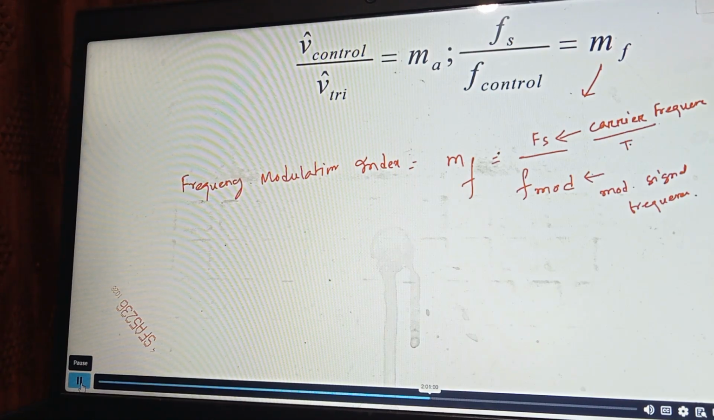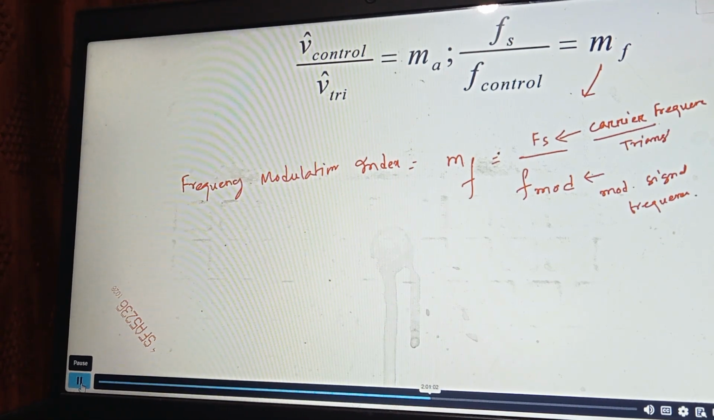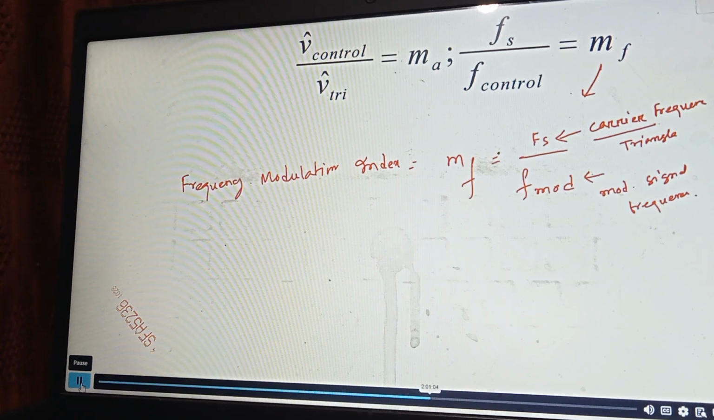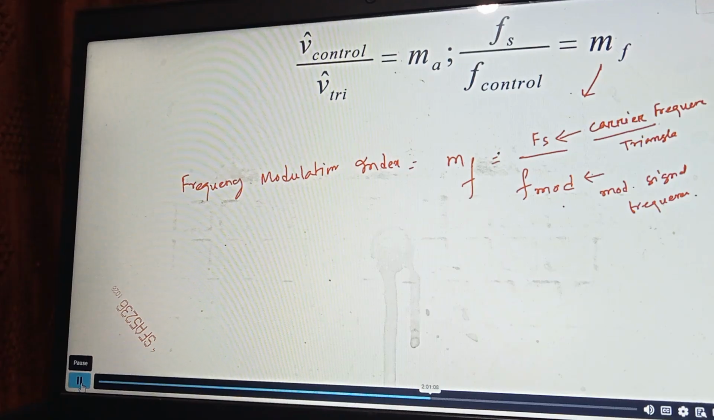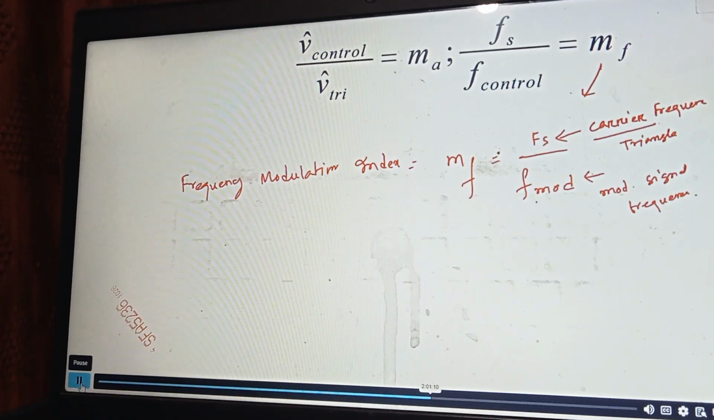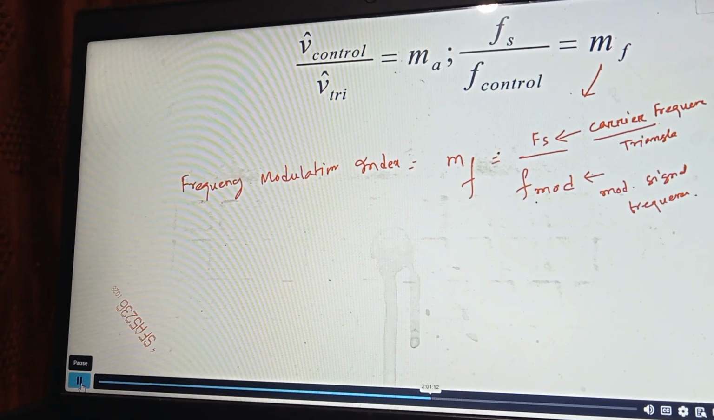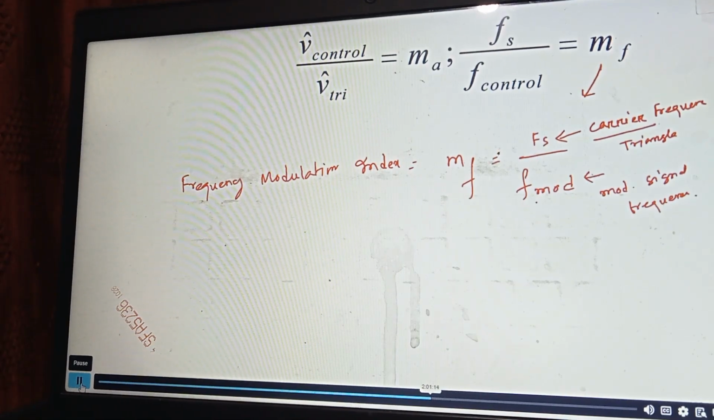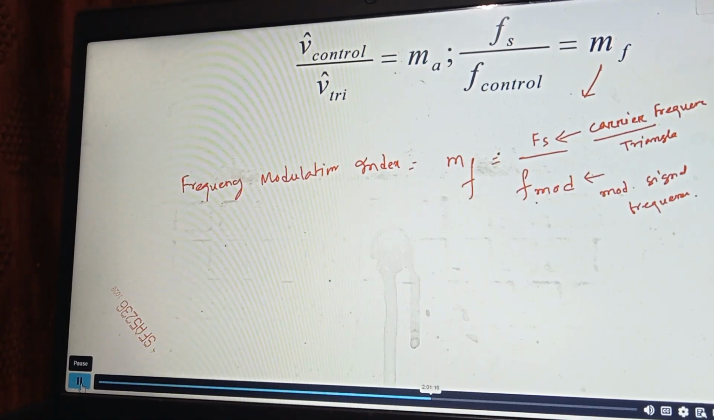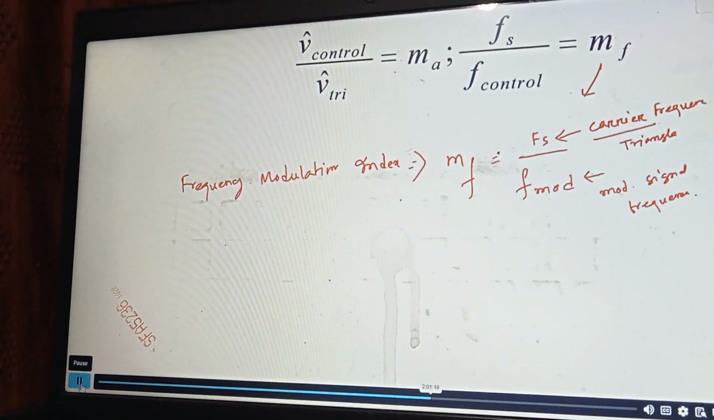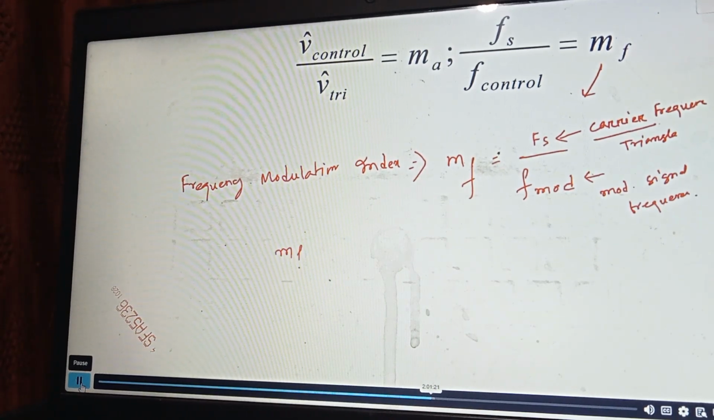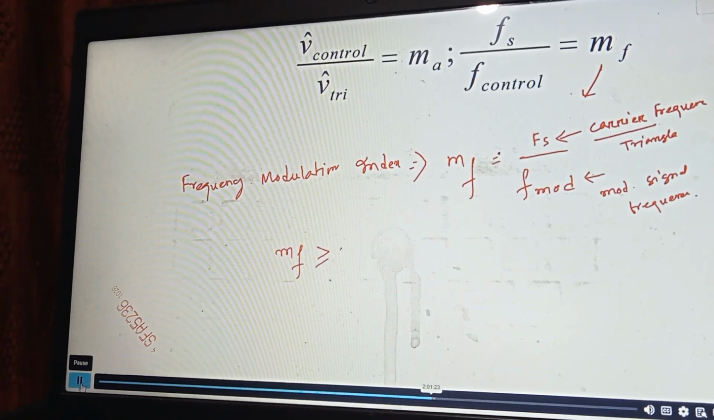So this triangle carrier, whatever you are using, that frequency will be Fs, and the modulating signal frequency, F modulating, is what ultimately decides the frequency of whatever current you are giving to the motor. So this ratio is known as MF. It is a customary design choice to select MF higher than or equal to 21.